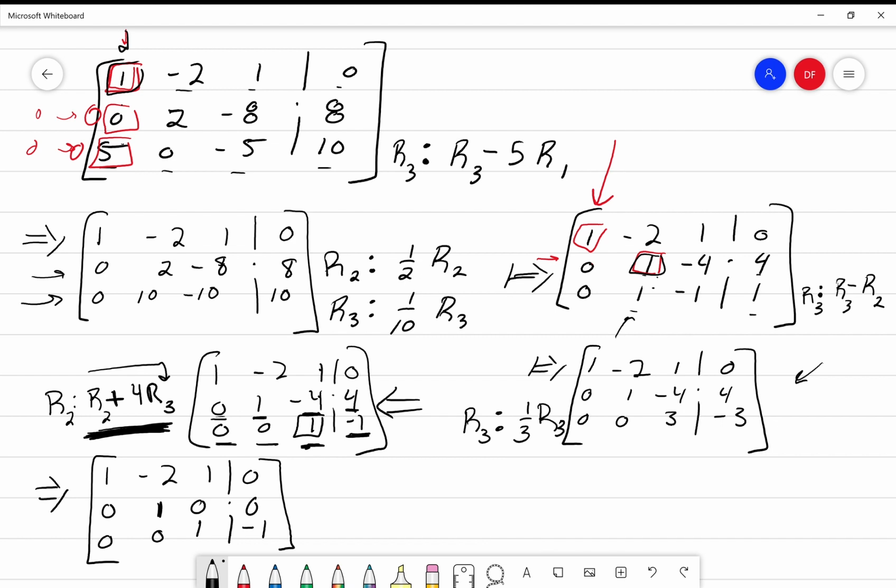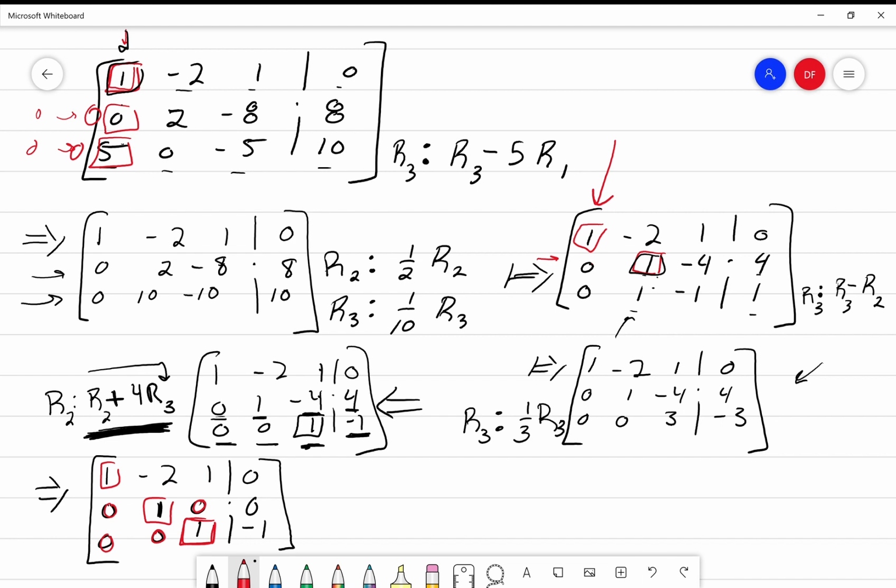Okay, so now I have this 1, and I have below it is zeros, and then I have this 1 and I have below it a 0. And now what I need is I need this one to be a 0, and I need this one to be a 0.